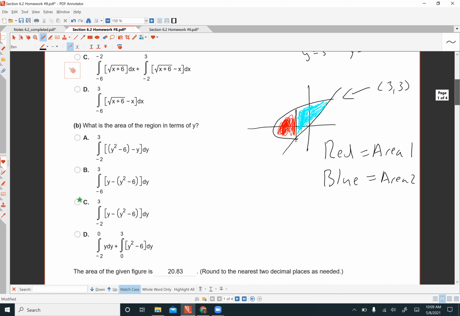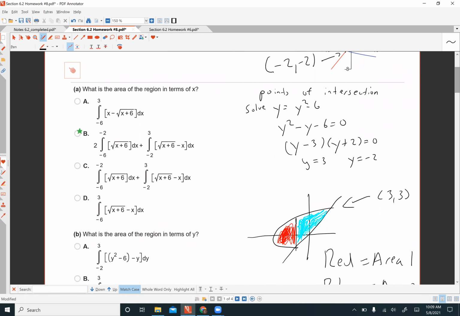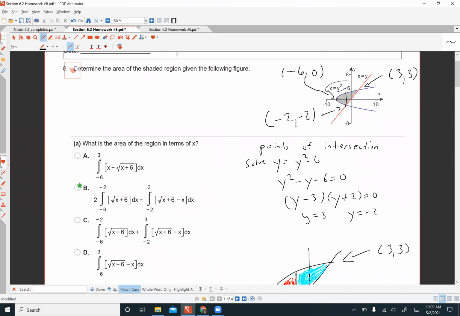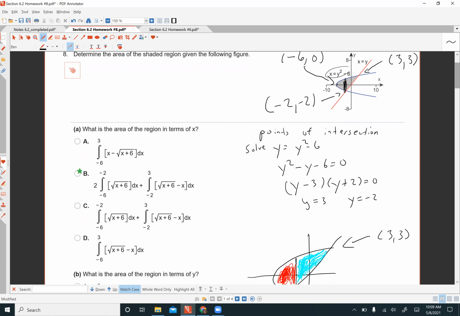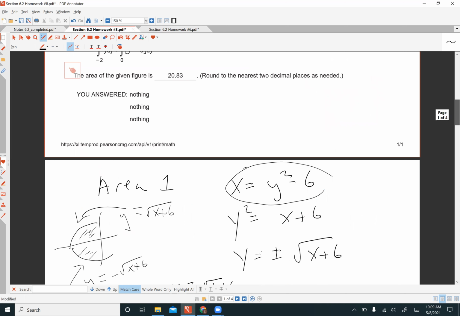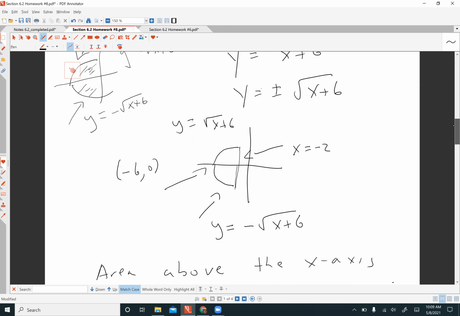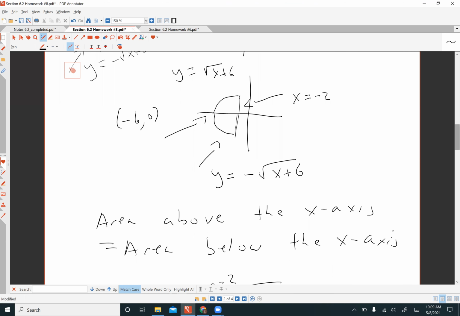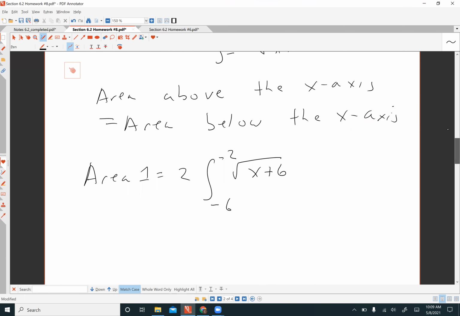Remember, we also solved for where the lines intersect. So this is the line x equals -2, this line right here, what I'm shading in. So we're going to integrate from -6 to -2, and we get the integral from -6 to -2 of the square root of x plus 6. Oh, I should have put a dx here. And it's twice, right?